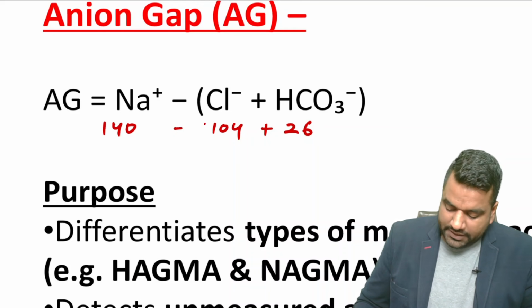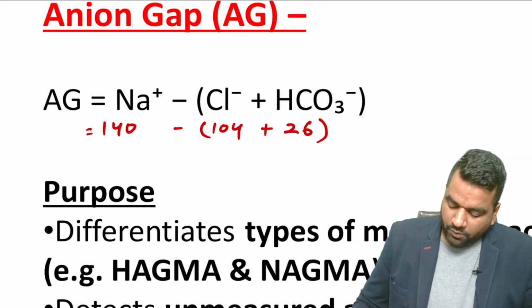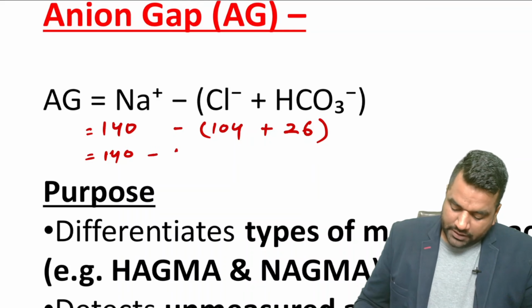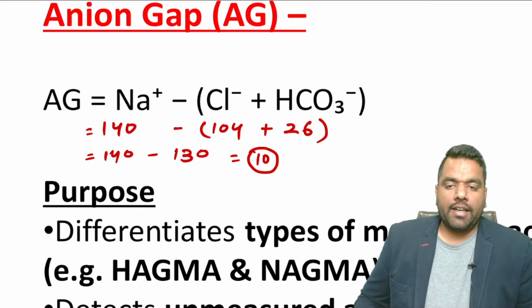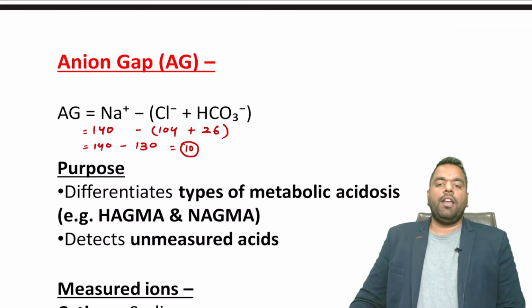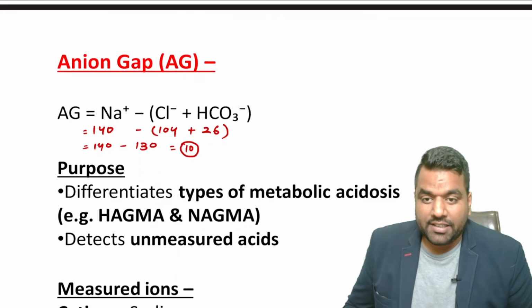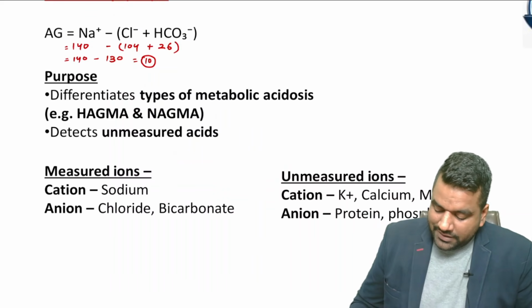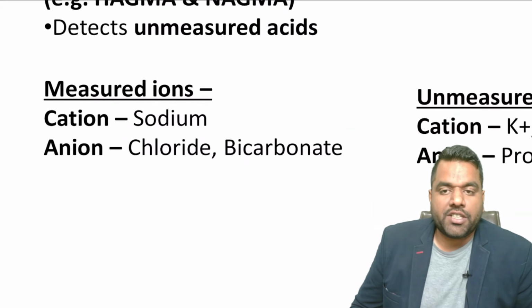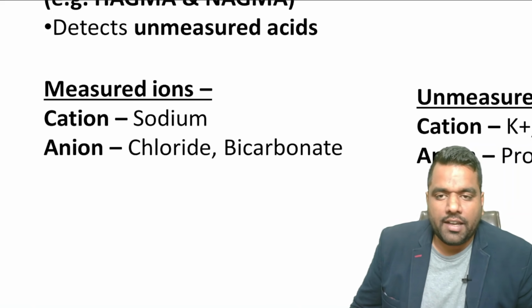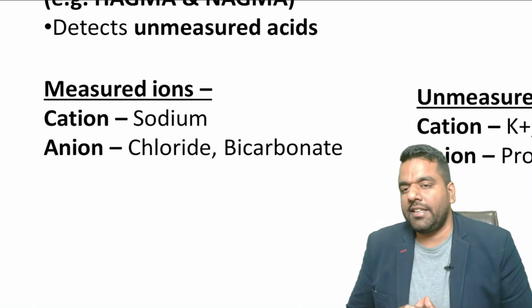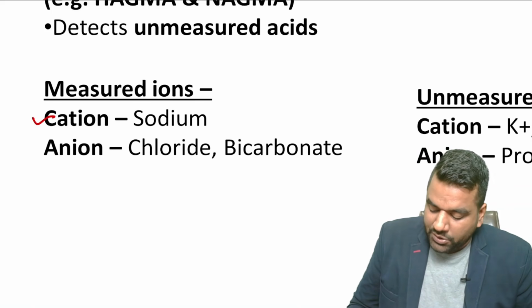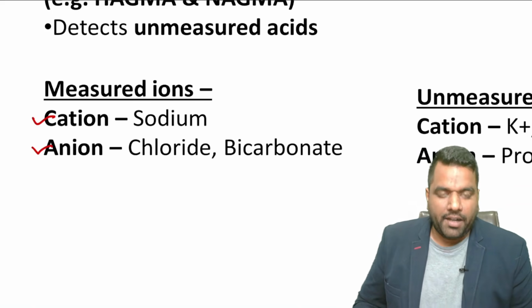So guys, you can easily calculate it now: 140 minus 130 comes to 10. So the normal anion gap is always between 8 and 12. This is how we can easily differentiate between the anion gaps. Guys, the measured ions used for checking the anion gap are, for the cation, sodium, and for the anions, chloride and bicarbonate.